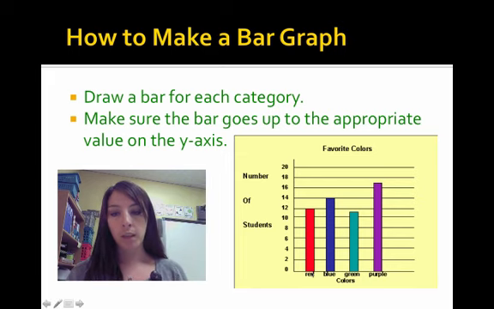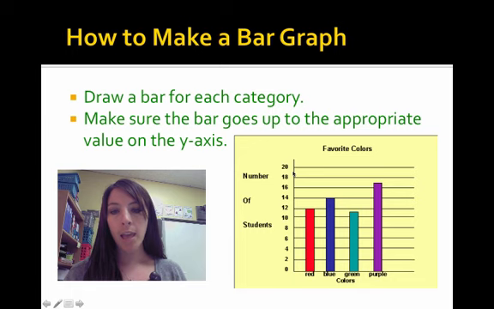So for this one, 12 students chose red as their favorite color. We know this because red is labeled nice and neatly here on the bottom, and it goes up to 12. Blue was 14 students, and it goes up to 14. Now you see how on this one, their range was actually only up to 17, right here between the 18 and the 16, and their lowest value was 11.